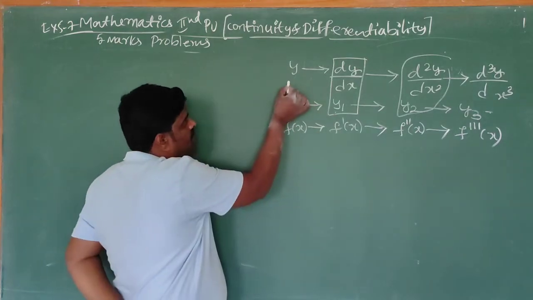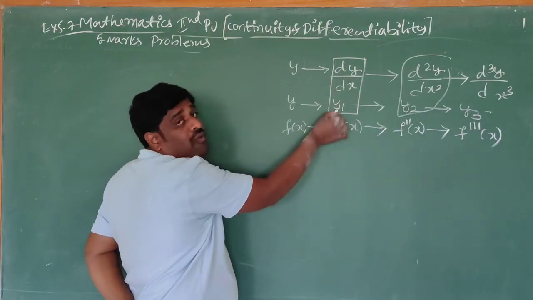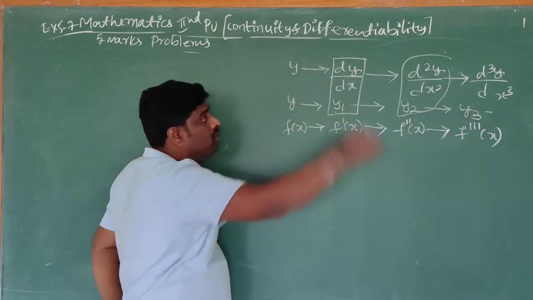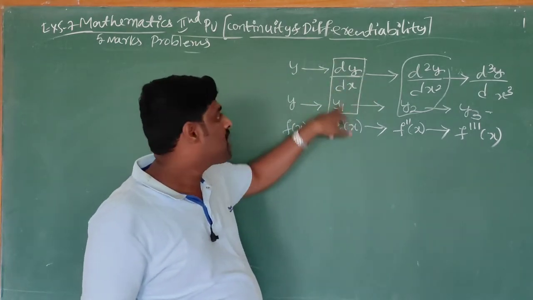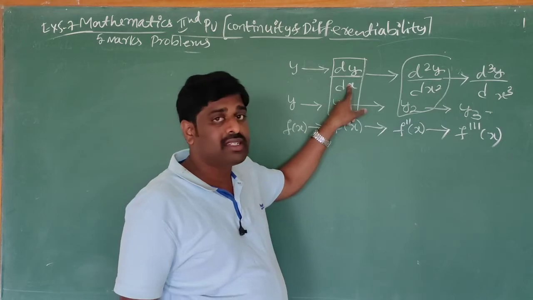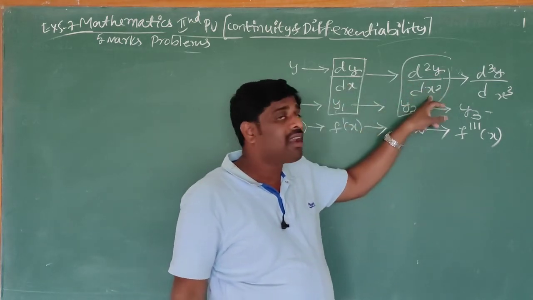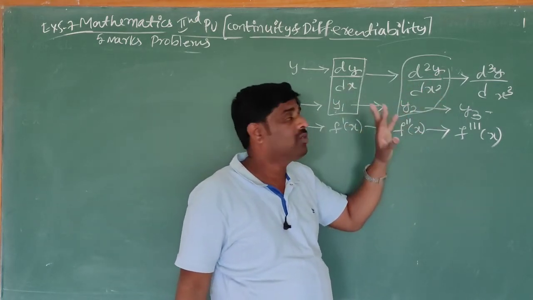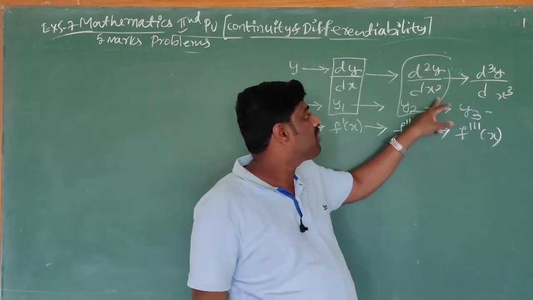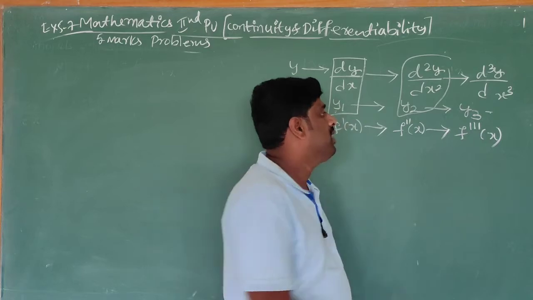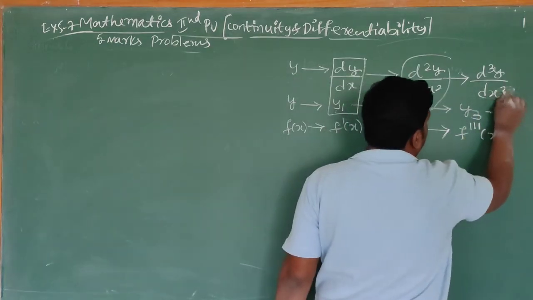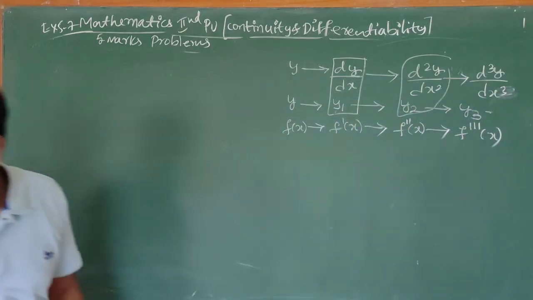y differentiation is dy by dx or y1. Both are same. dy by dx differentiation is d square y by dx square or y2. Both are same. d square y by dx square differentiation is d cube y by dx cube or y3. Both are same. Okay. So now we will move to the next problem.